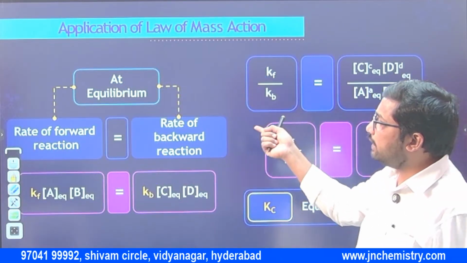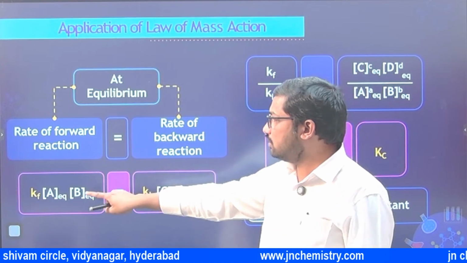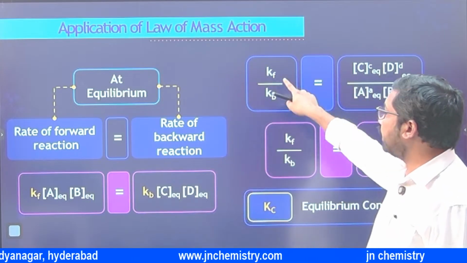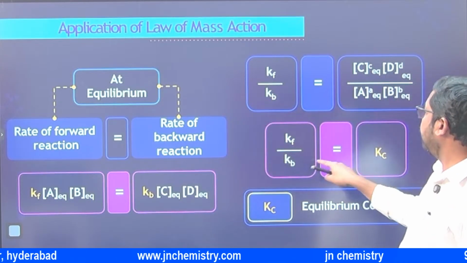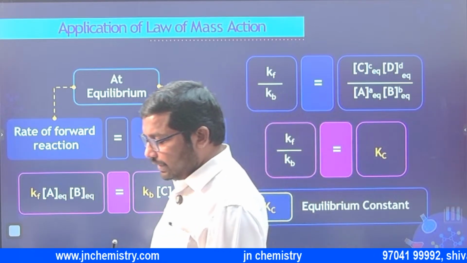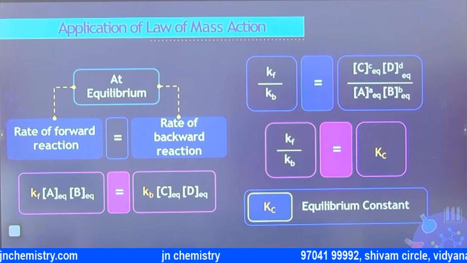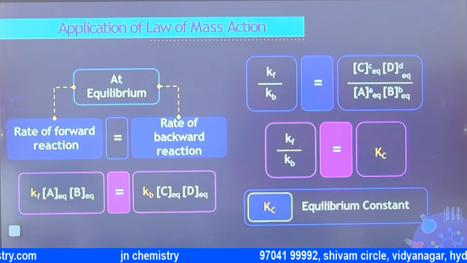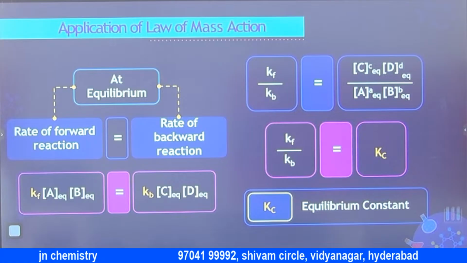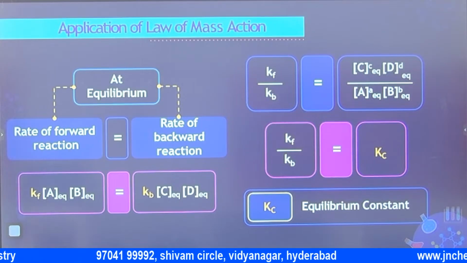Right. At equilibrium, what happens? The rate of forward reaction is equal to the rate of backward reaction. So we are equating both. So Kf by Kb is equal to this. Kf by Kb is nothing but Kc. Kc is the equilibrium constant. Write it down: at equilibrium, the rate of forward reaction is equal to the rate of backward reaction.